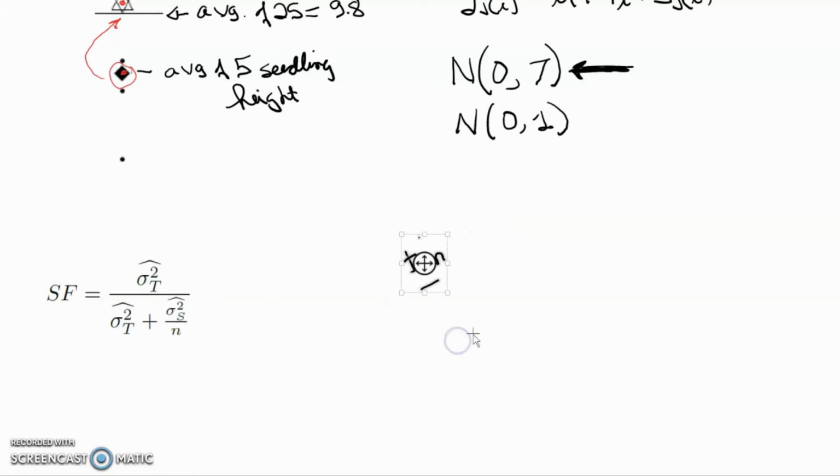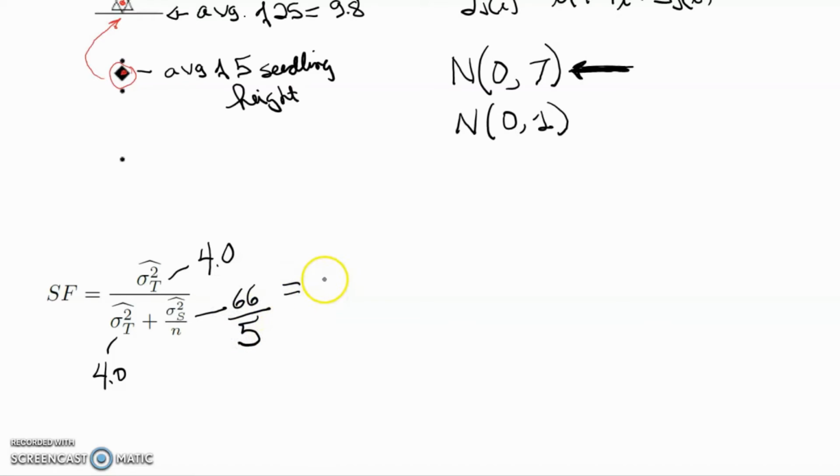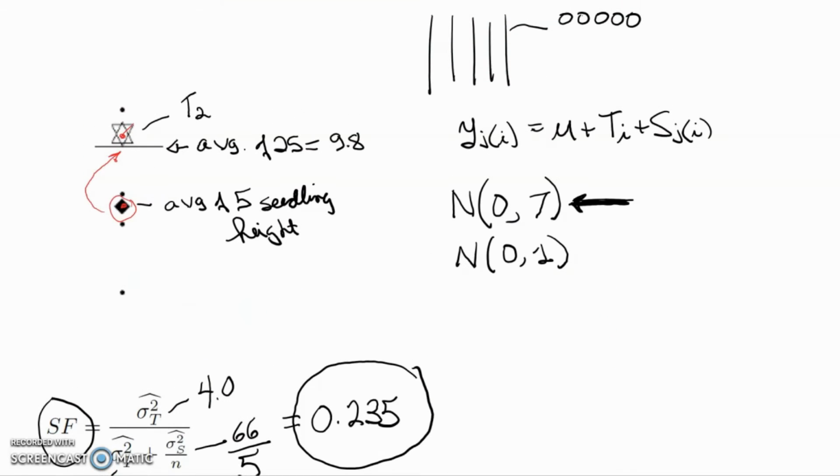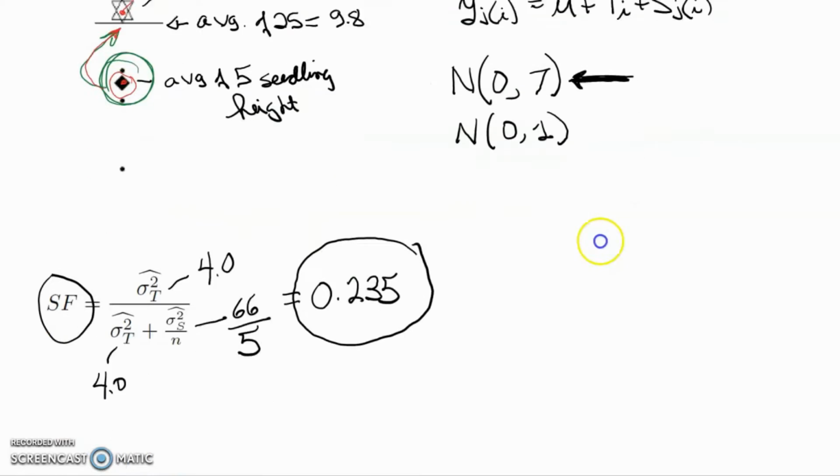So if we think about what we actually did and the numbers that we obtained, the value here was 4.0, which by chance is what we actually put in. This was 4.0. This would be 66, sample size of 5. Put that all together, and you get 0.235. So that's our shrinkage factor. And we're going to use that shrinkage factor to take our observed mean and shrink it towards the average mean.